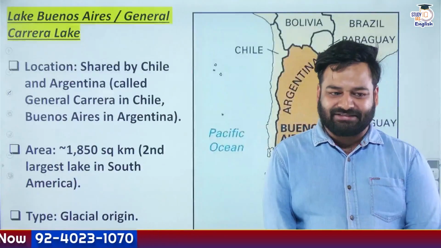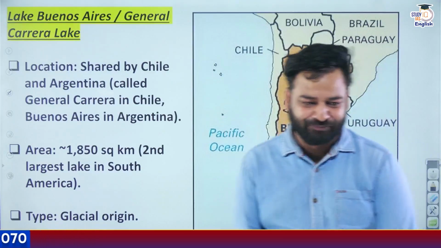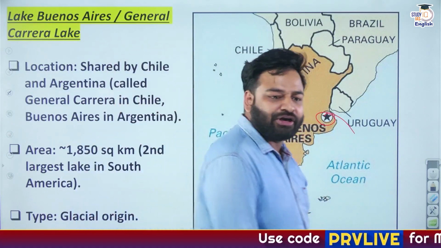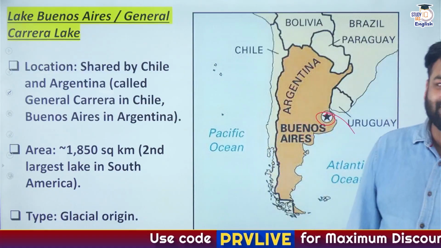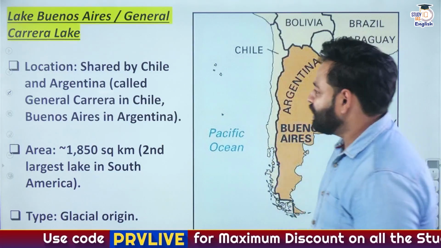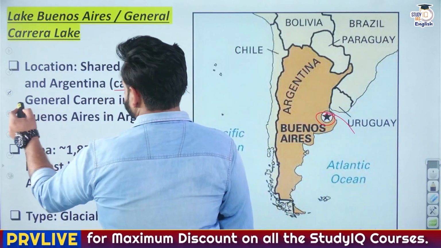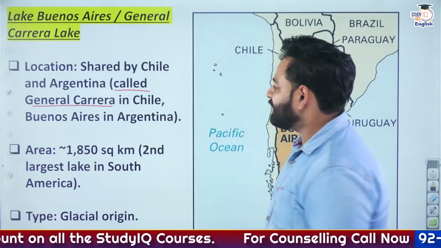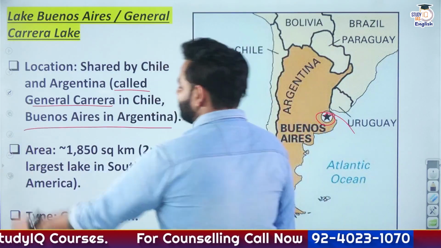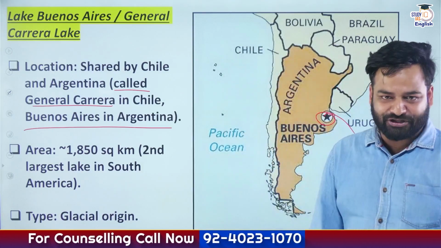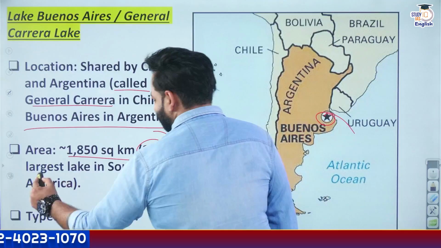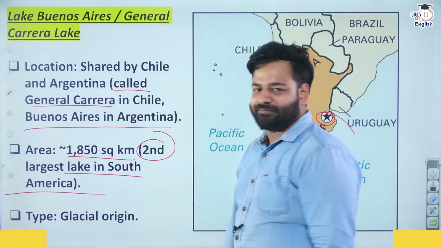Now, the next, Lake Buenos Aires. So here we have got Buenos Aires. This is also the capital city. So the location is shared by Chile as well as Argentina. Called General Carrera Lake in Chile, and Buenos Aires in Argentina. As you can see, the area is 1,850 square kilometers, second largest lake in South America, right?